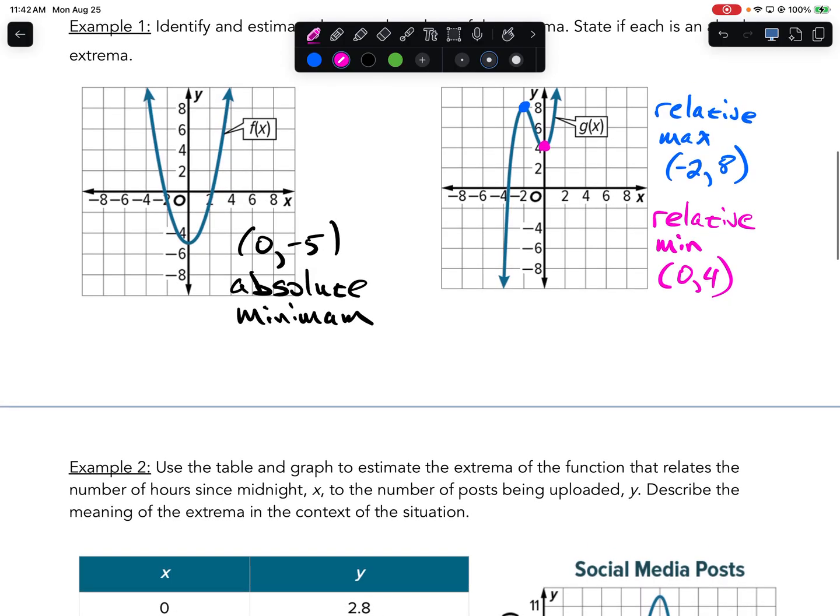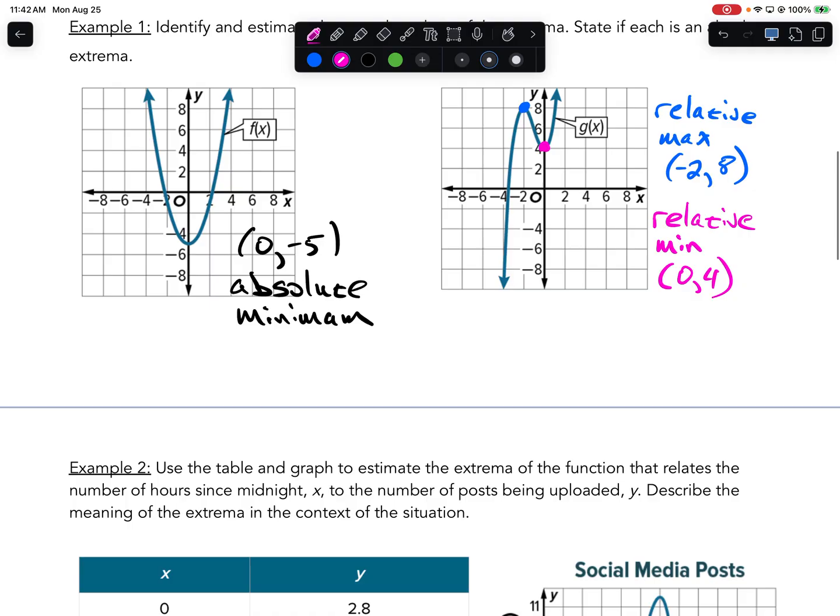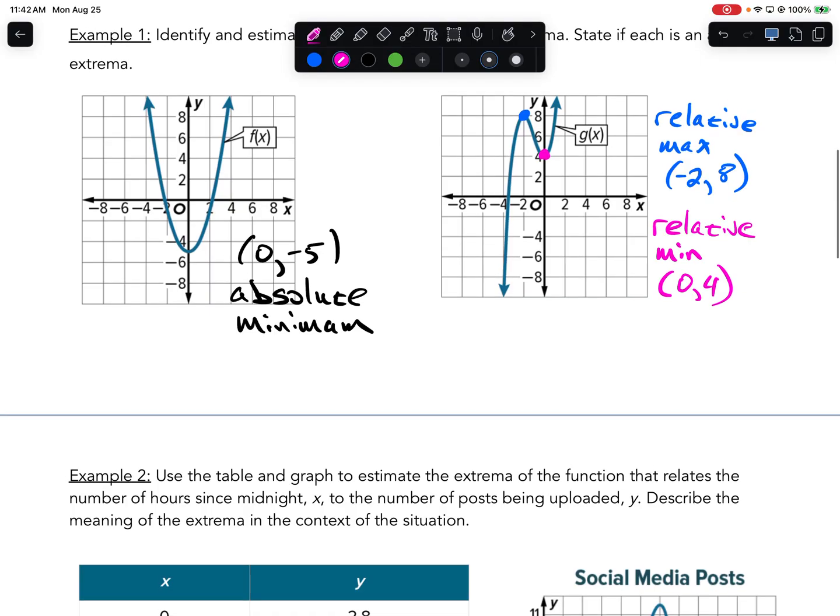So pretty straightforward, right? Easy. Absolute if there's only one, relative if there's, right? And even though there's just one max, it's still relative because there's a max here and a min here. So if there are two of them, whether or not mins or maxes, they're still relative. If there's only one, max or min, then it's absolute.